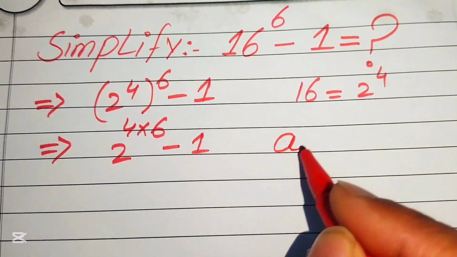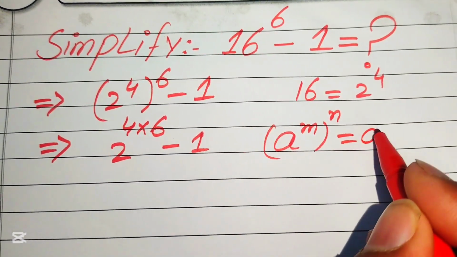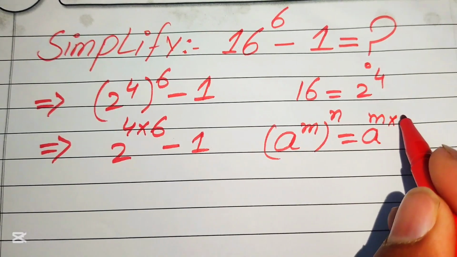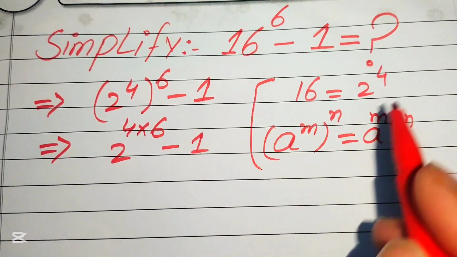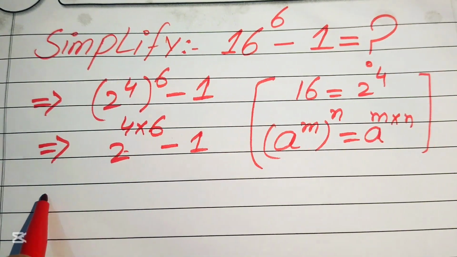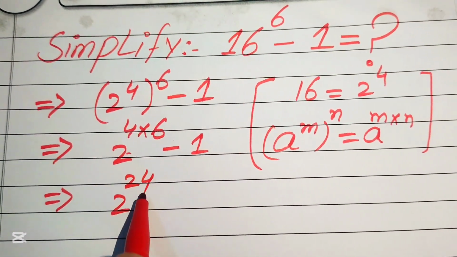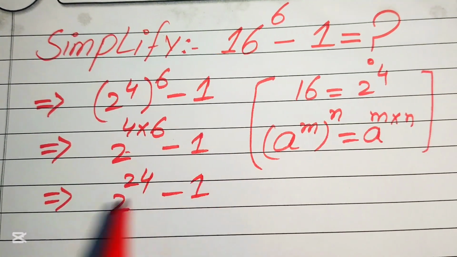Here we apply this exponent law. If you have a to the power of m to the power of n, it equals a to the power of m multiplied by n. According to this law, we write these terms here. So now we multiply 4 times 6. It will be written as 24 minus 1.